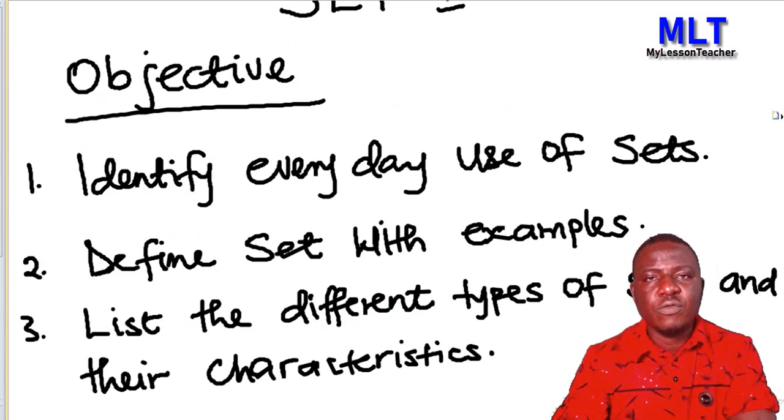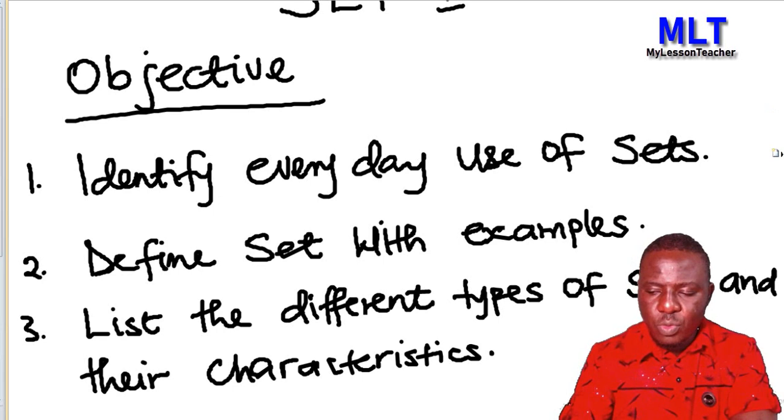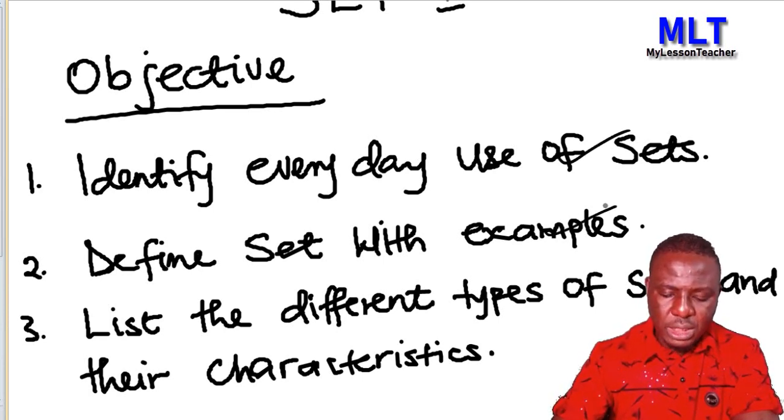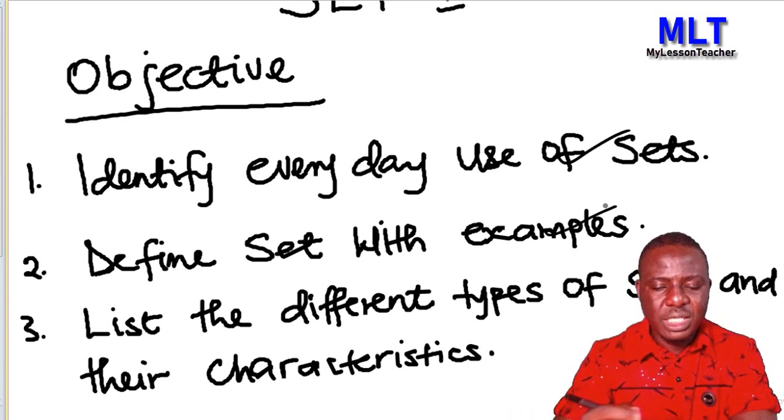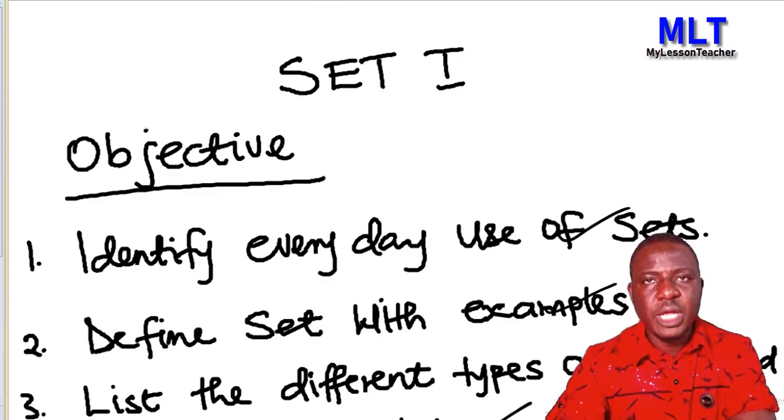That brings us to the end of today's class. In today's class, we were able to identify everyday use of sets. And I have defined set with examples, where we said set is a collection of well-defined objects or items. We equally looked at listing the different types of sets and their characteristics, how sets can be defined. That brings us to the end of this class on introduction of sets. In the next class, we shall be looking at Sets 2, where we shall look at the different types of sets, cardinality of a set. We'll also look at the operations involving sets.